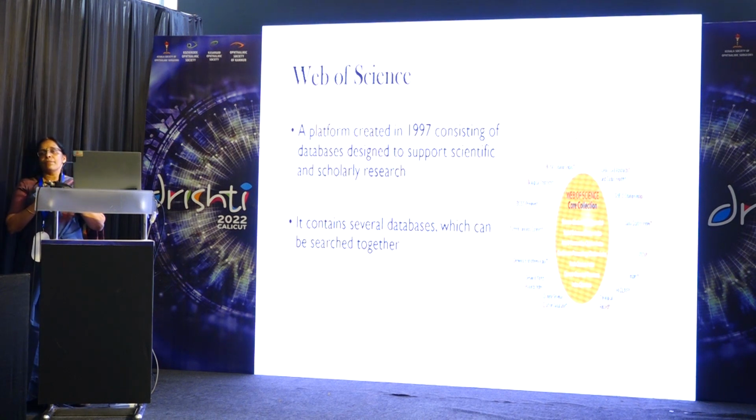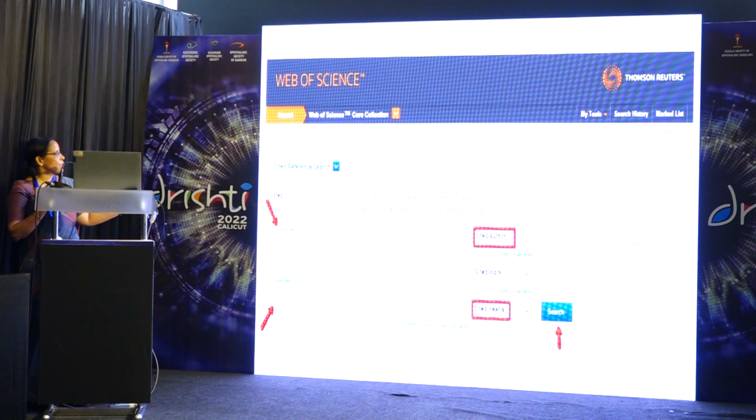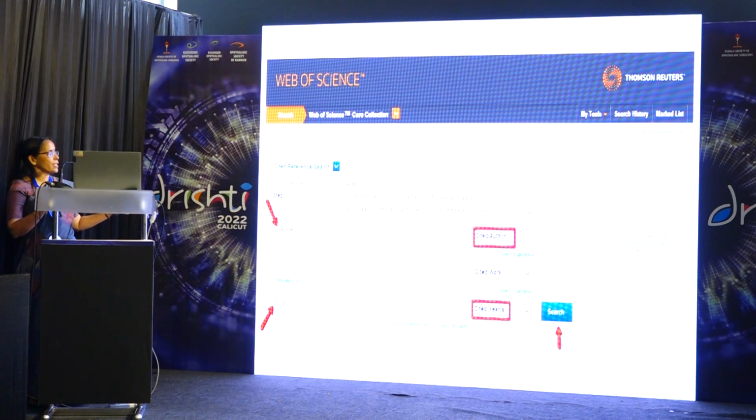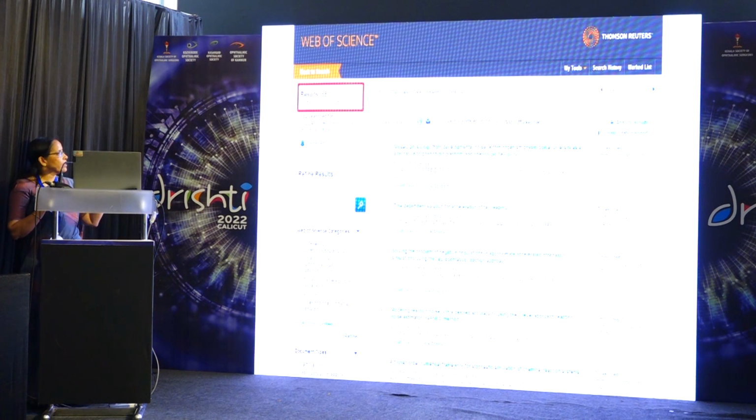These databases can be accessed commonly by a platform called Web of Science. There are multiple databases which you can access through one search. For instance, if you want to search an author in a particular year, you click on that author's name, add the year, and click on it. So what do you get? All the articles which have cited that particular author's work in that particular year will be given to you.